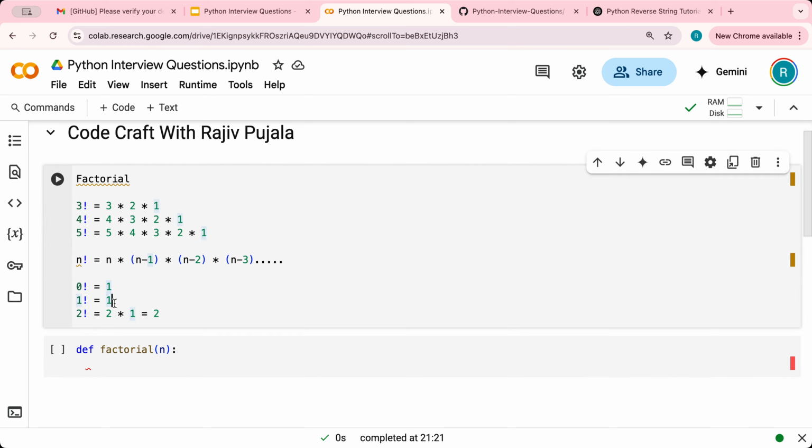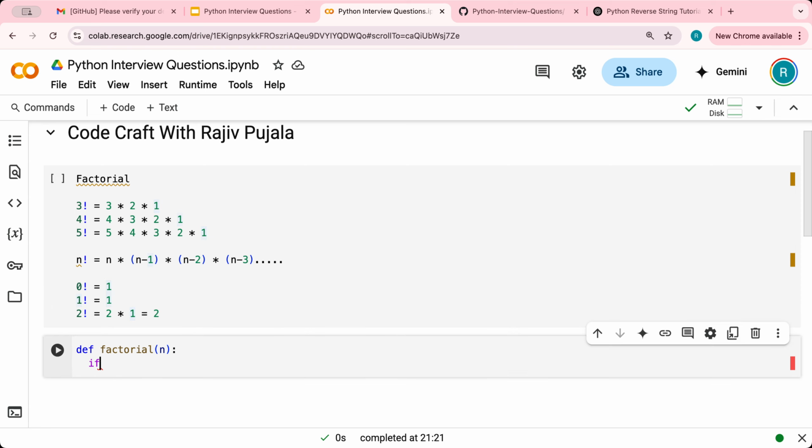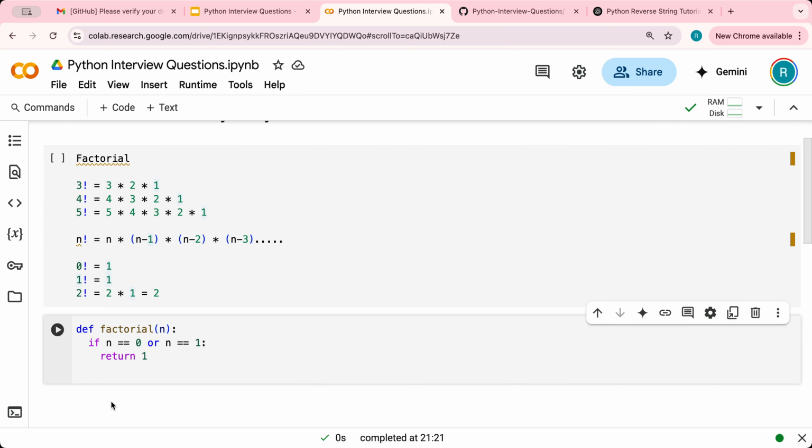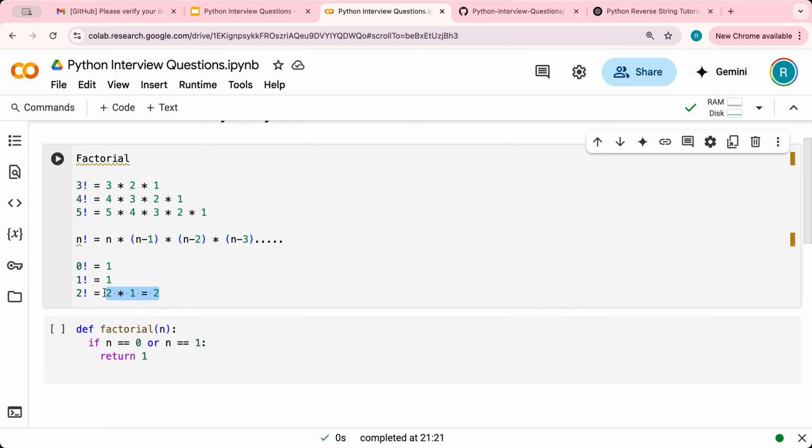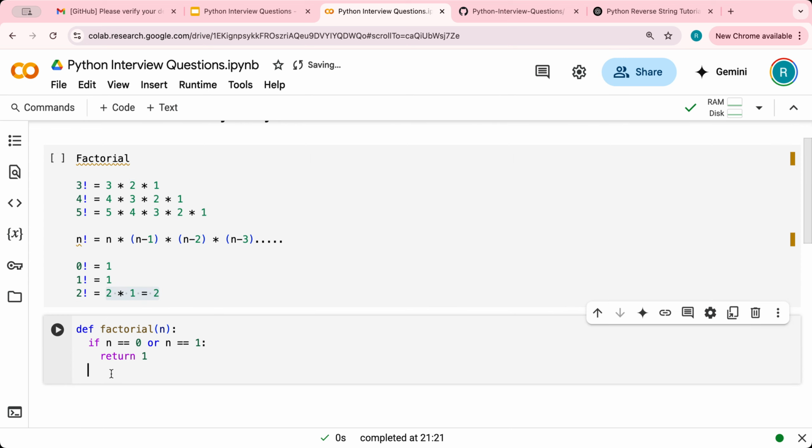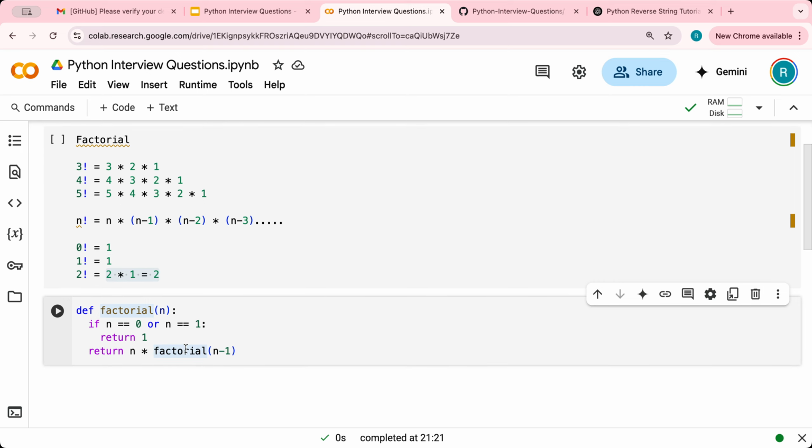As I said, these two are the exceptions, as we already know these values. If someone asks for 0 or 1, it is always going to be 1. So if n is equal to 0 or n is equal to 1, I would like to return 1 instantly. For the other numbers, because every function has to return something, for the main function I return n into factorial of n minus 1. Now if you think this is an inbuilt function, no, it is not an inbuilt function.